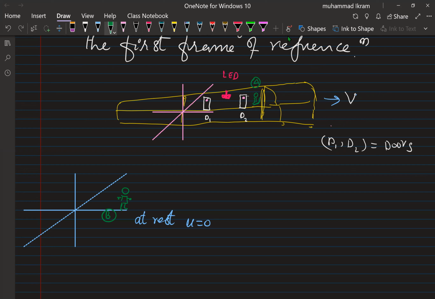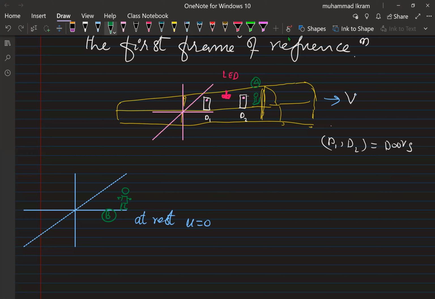So for observer A, when he switches on the LED, both doors open simultaneously, because they are located at equal distances from the light source. The light arrives at the same instant for both doors. But this does not happen in the case of B.